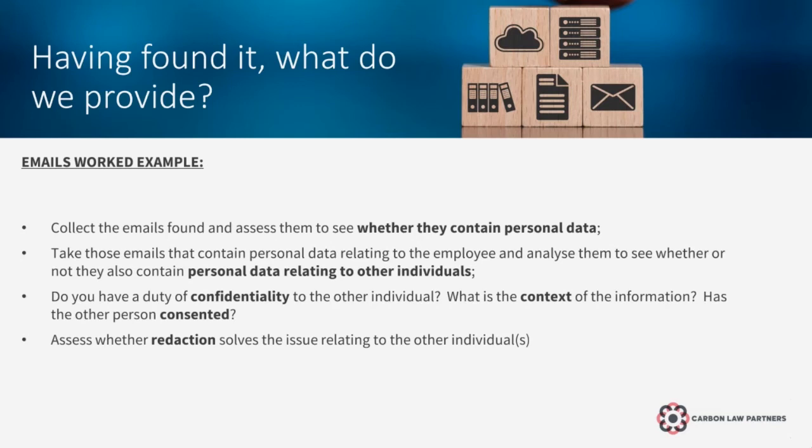It's about them. We then take those emails that contain that personal data and have a look at them to see whether there is also personal data relating to other individuals. And if there is, then we've got to assess our duty of confidentiality to that individual. What is the context of this information? Has the other person consented? Or is it simply irrelevant and therefore we just redact it in any event?